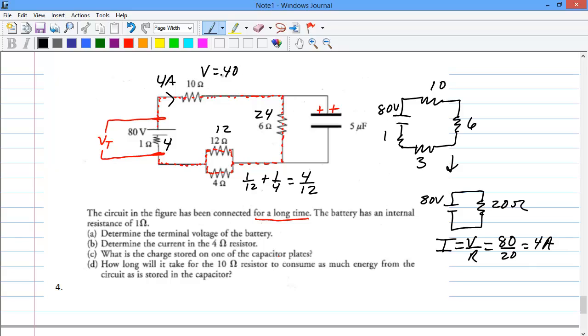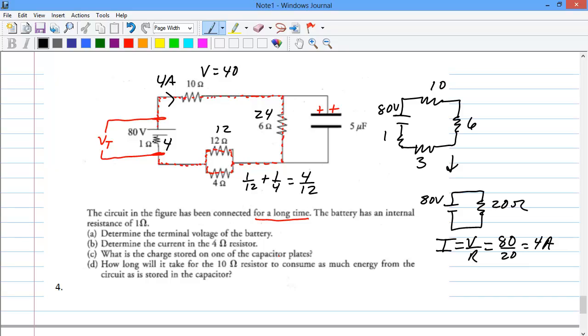If I add the 40 and the 24, that's 64. 64 and 12 is 76. 76 and 4 is 80. And that's just Kirchhoff's first law, that the potential drop across the loop is 0. So I start off with 80, I lose 40, I lose 24, I lose 12, I lose 4, and so I have 0 voltage left.